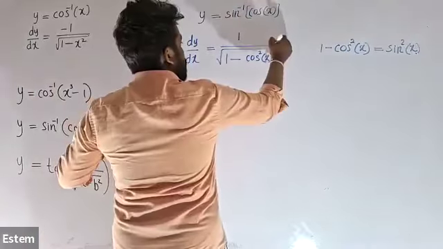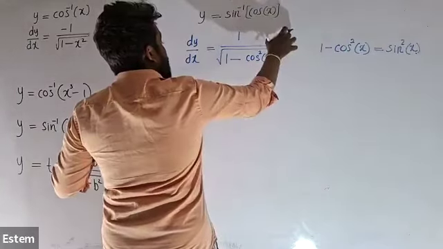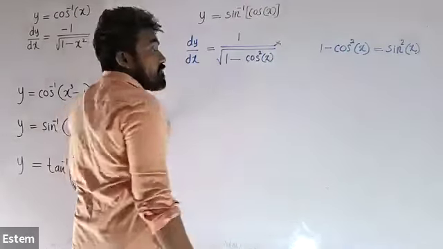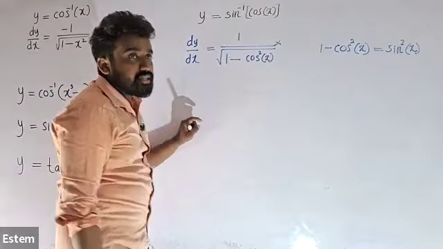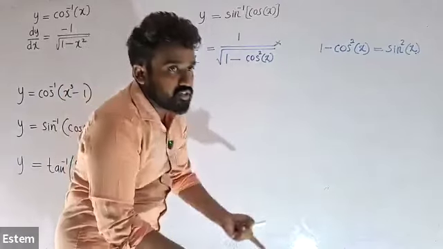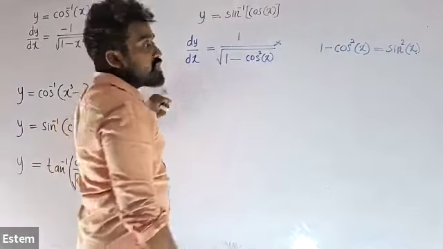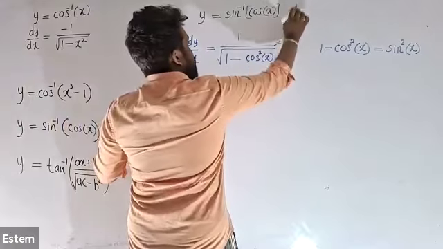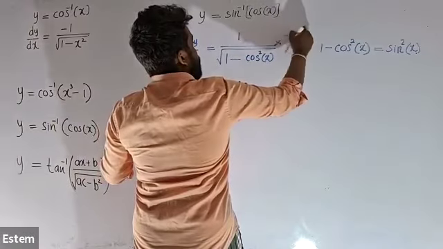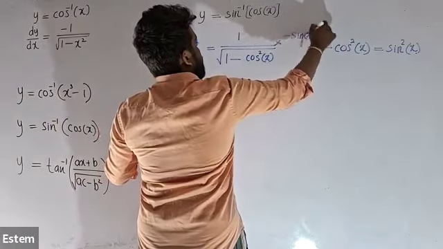So this is not over. We should multiply with the differentiation of the function inside the sine inverse. So we should apply the function of a function rule. It is cos x. The differentiation of cos x, we know, is minus sine x.